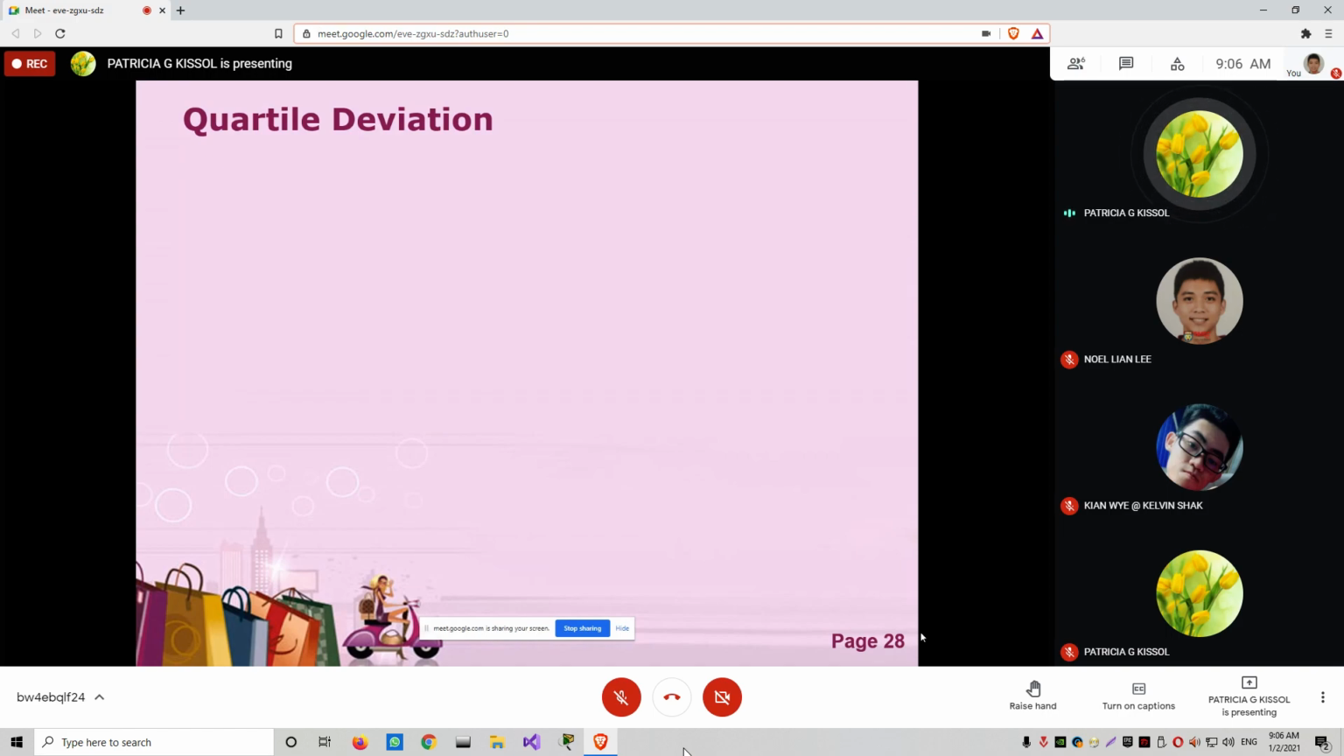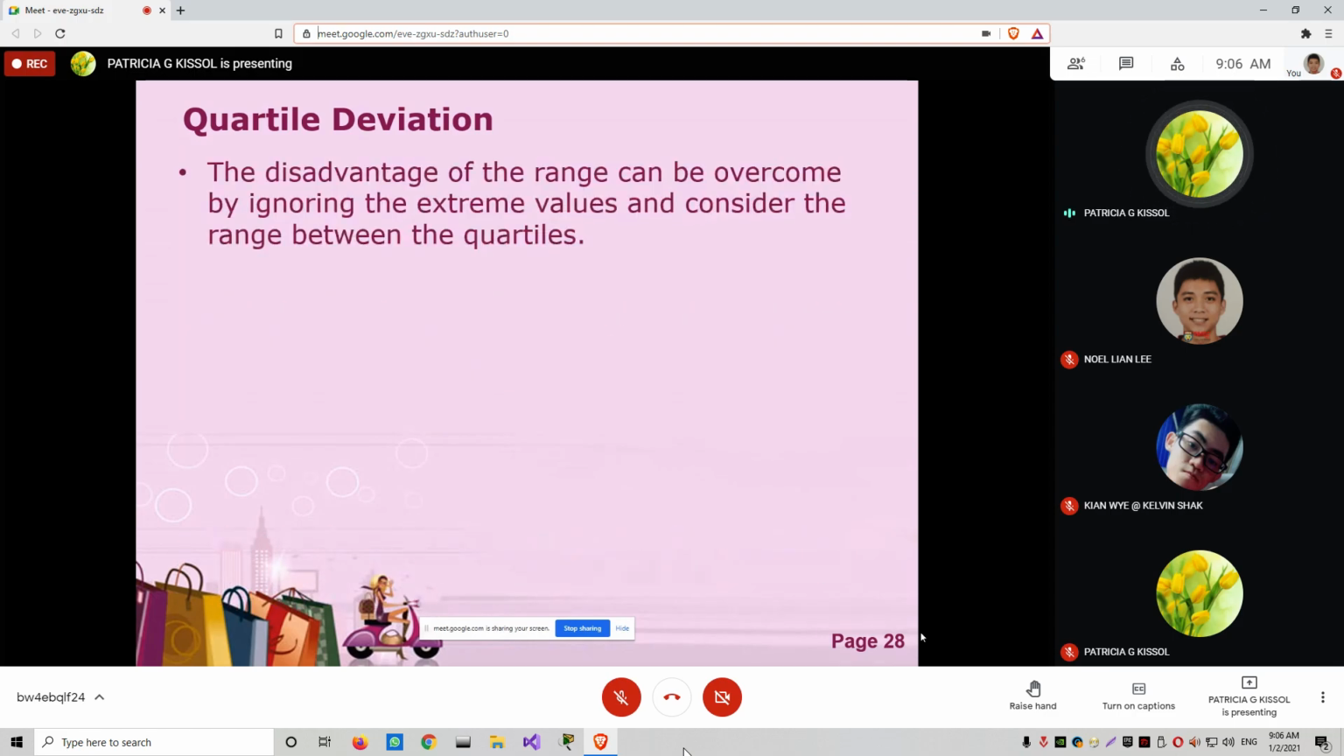Now, the next measure of dispersion that we're going to do today is called quartile deviation. Basically, what we do here is divide the data into four parts. So in a way, quartile deviation is more specific compared to range. Because of the disadvantage of range, we can use quartile deviation, because we are not going to focus on the extreme values only. I mean, we're not going to focus on the highest and the lowest value, which are normally considered the extreme values.